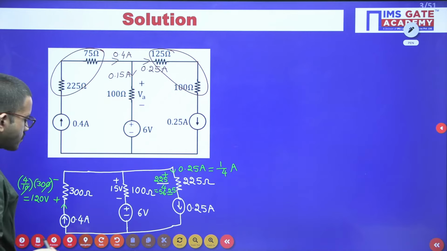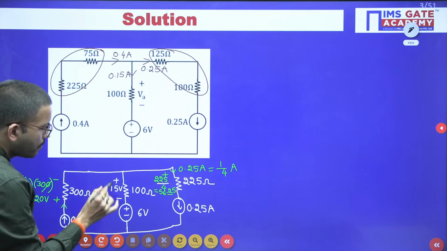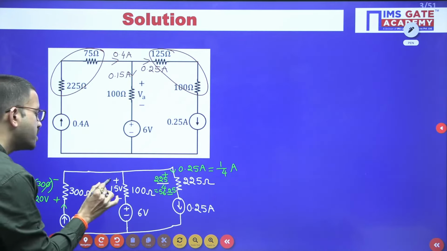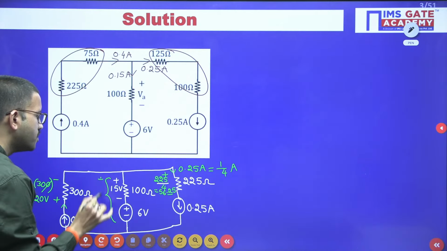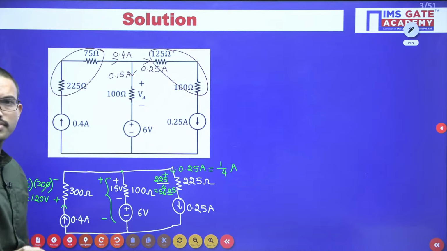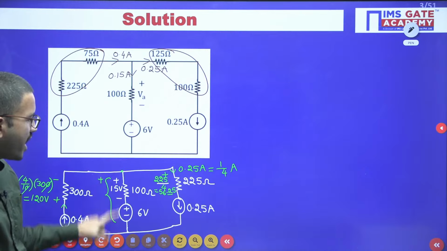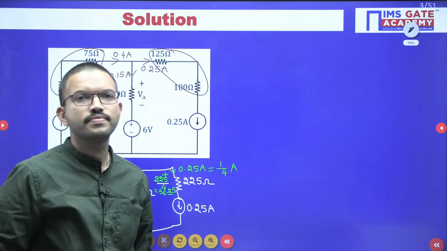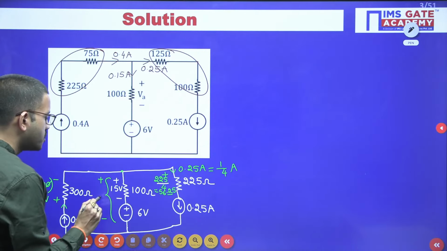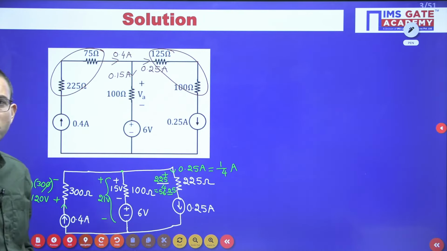Now if you observe, here you are having plus 15 volts and here you are having plus 6 volts. Together, can you say how much voltage you are having between this node with respect to this node? Here polarities are plus minus, here also plus minus. That means, can we add both the voltages or not? Yes, we can add both. So together you are getting plus 21 volts.